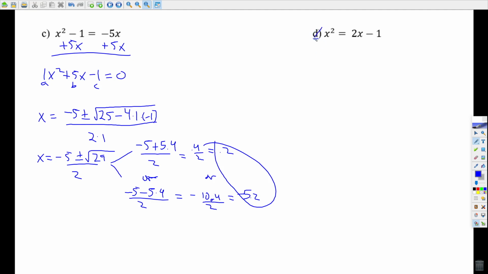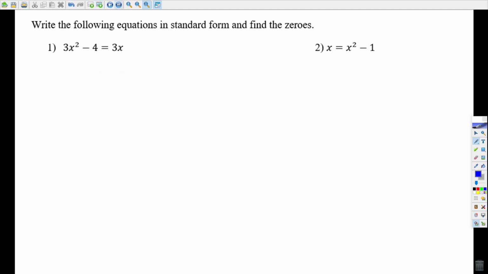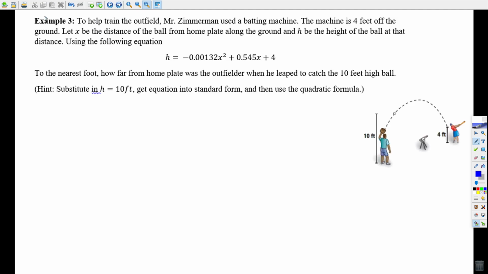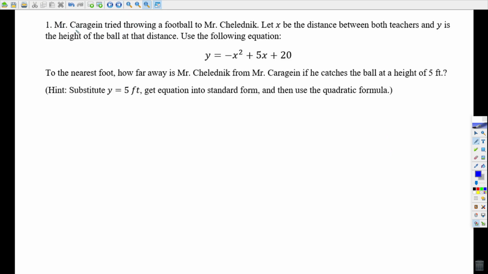Okay, we're going to skip part D, and we're also going to skip, you guys can do some of the huddle. There's 6 problems there. I'm going to skip example 3. I would like to finish up with the last word problem here.